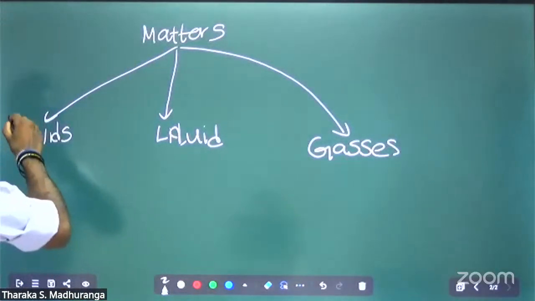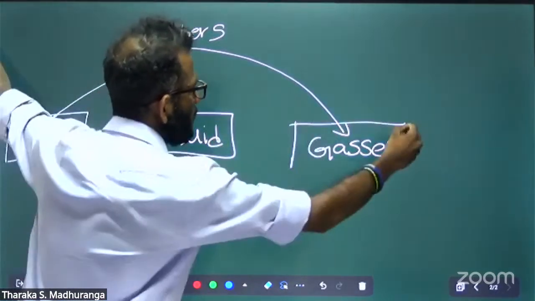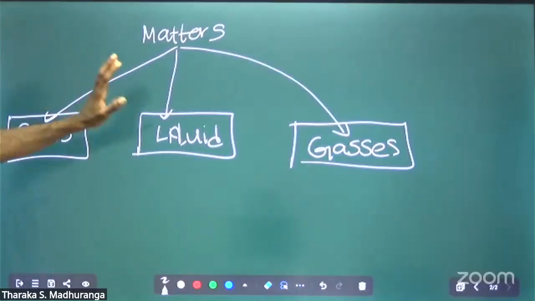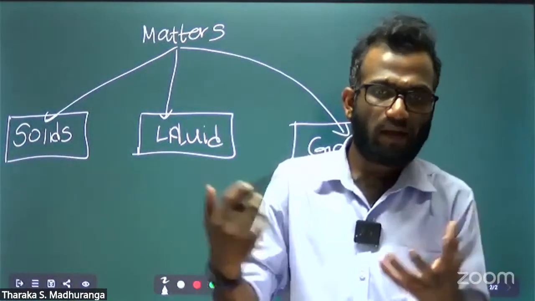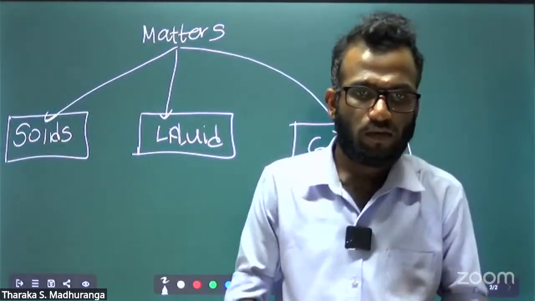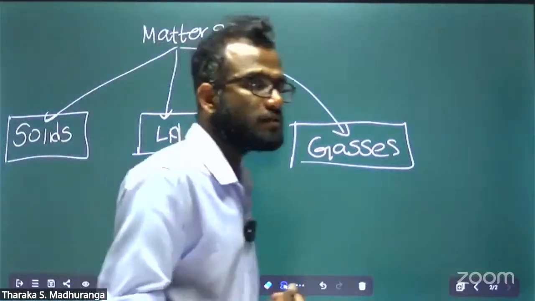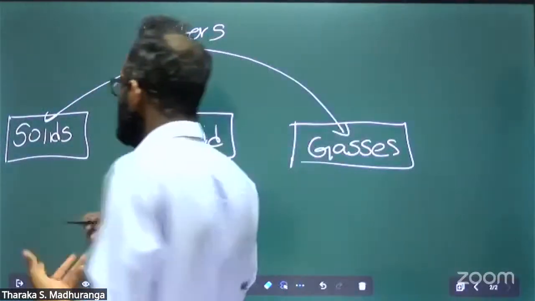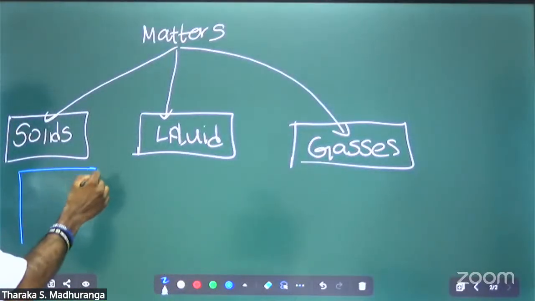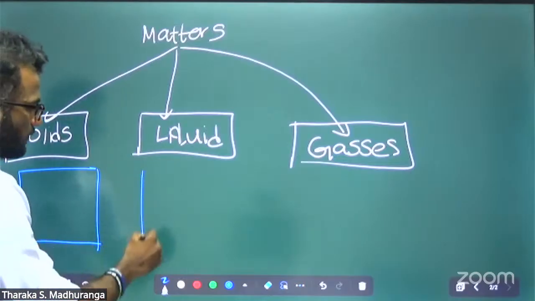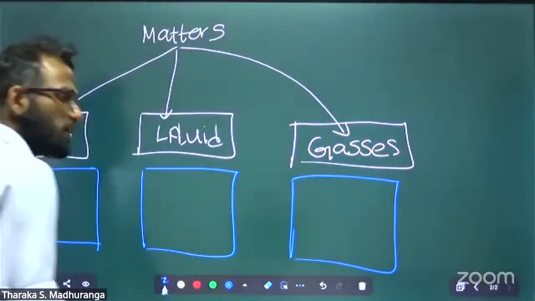Everything in the world is made of these types of matter. That's why we say matter is mainly of three types: solids, liquids, and gases. If I consider solids, look carefully, we will discuss these later, but if you know them at basic level, it's good. It will be easy for our future lessons.